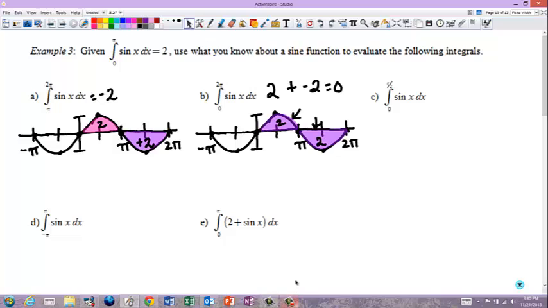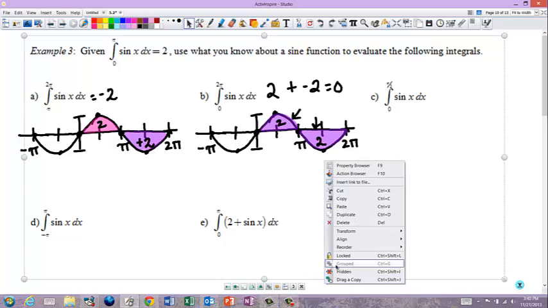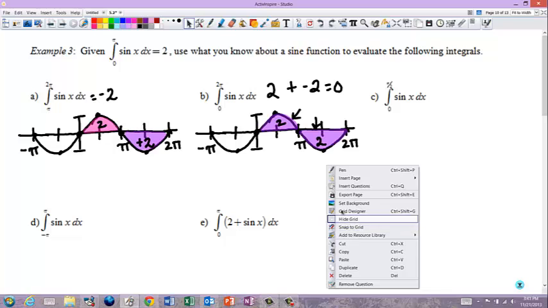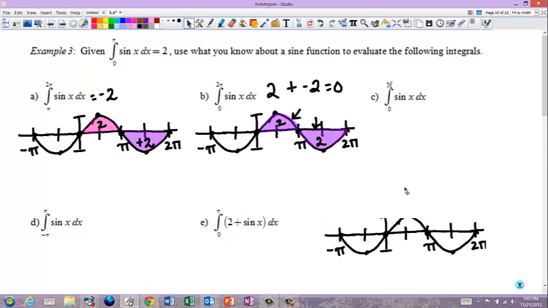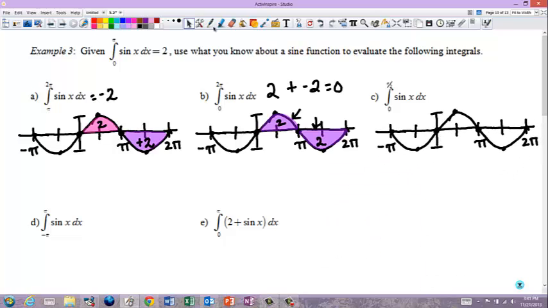Alright, let's do it again. I'm struggling. There we go. This one is from 0 to pi over 2. Well, if from 0 to pi is 2, what about pi over 2? Well, if the whole thing's 2 and you cut it in half, it would be 1.